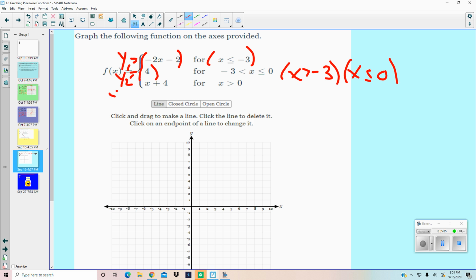And then y sub 3 is going to have the x plus 4 in parentheses, and then right next to it, x greater than 0 in parentheses. I'm not going to attempt to draw it right here because it wouldn't look very good because of my drawing skills. But note that you're going to have a closed circle up here because of this less than or equal to negative 3. You're going to have a closed circle here at 0, and then an open circle at this bottom one because that's an open inequality.